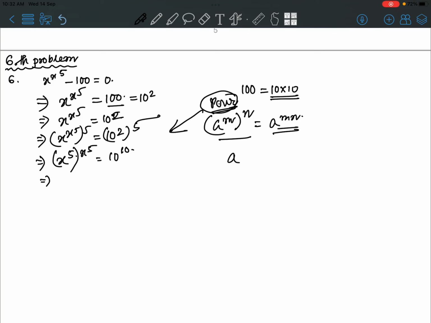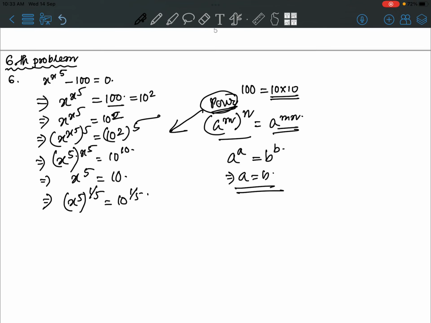Now we will use this formula: A to the power A equals B to the power B can be written as A equals B. So in this case, x to the power 5 whole to the power x to the power 5 equals 10 to the power 10. So x to the power 5 equals 10. Now we will take the fifth root on both sides. We will do the fifth root on both sides. That means x to the power 5, whole to the power 1 by 5, equals 10 to the power 1 by 5.